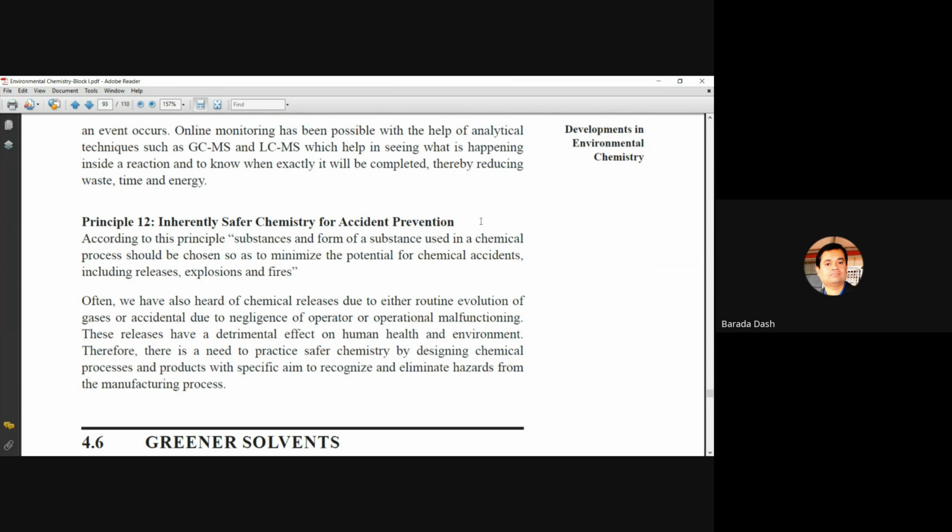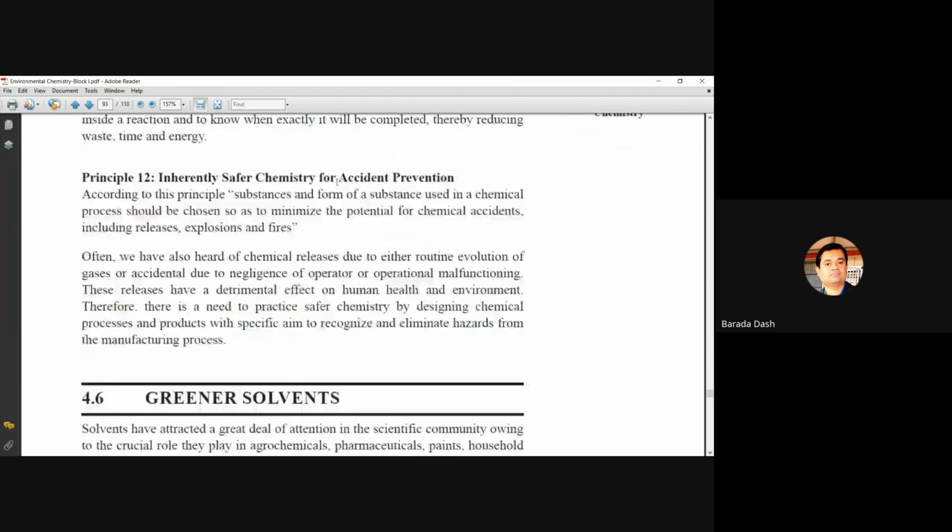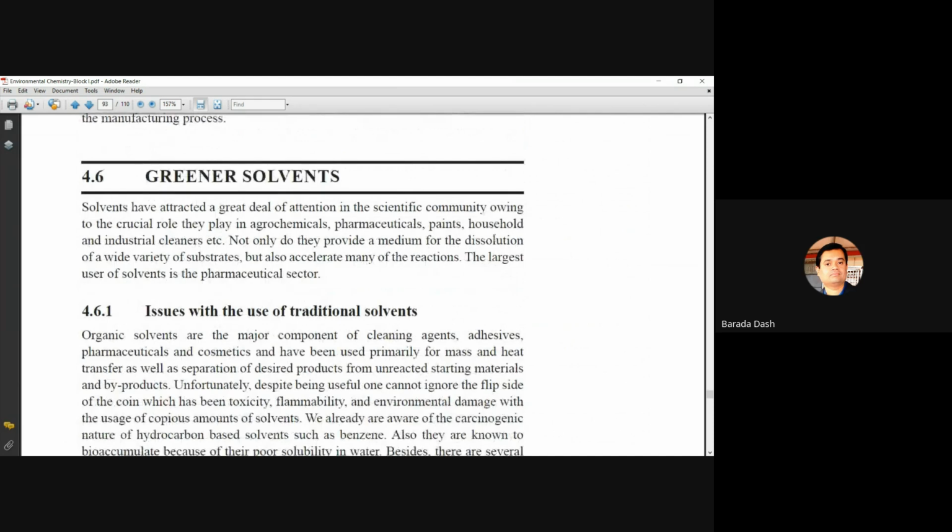Resources which are renewable can be renewed. What is a non-renewable resource? Like petroleum products coming from fossil fuel, that is non-renewable. Once it is depleted, we cannot regenerate it. But if you use wind energy or solar energy, that is renewable. So next is greener solvents.